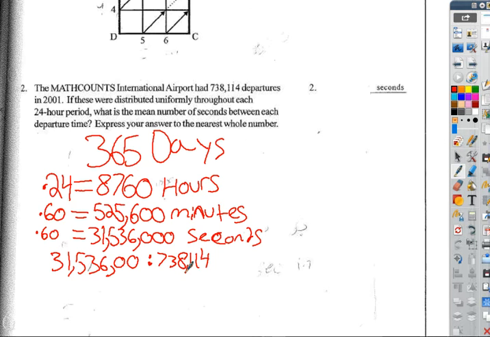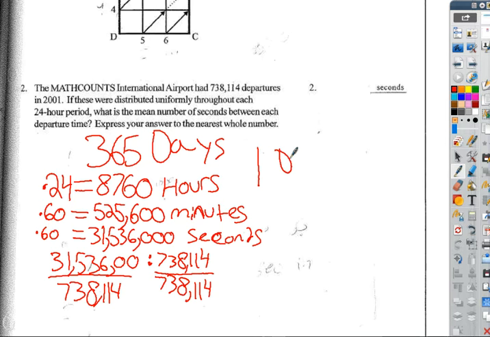So we have to get the side that has the 738,114 down to 1. So we divide both sides by 738,114 to get that one departure will happen every 42.725 seconds. And since it says to round to the nearest whole number, we know that 42.7 will round to the nearest whole number, so we get 43 seconds.